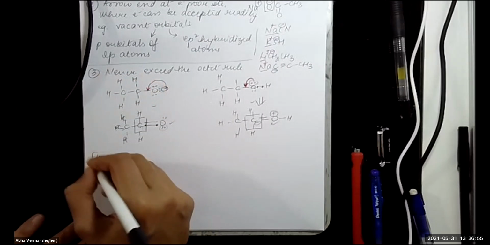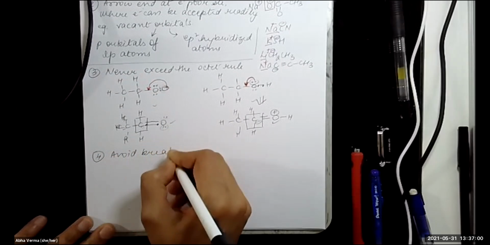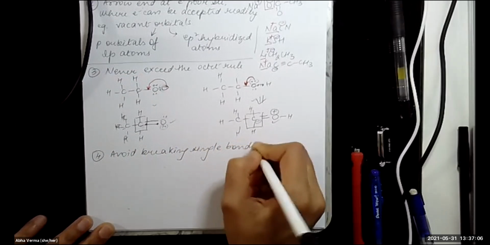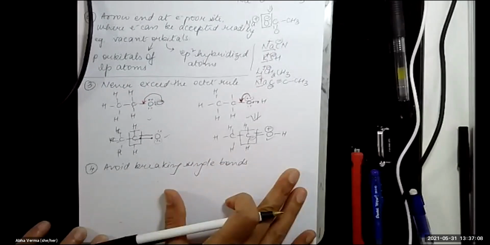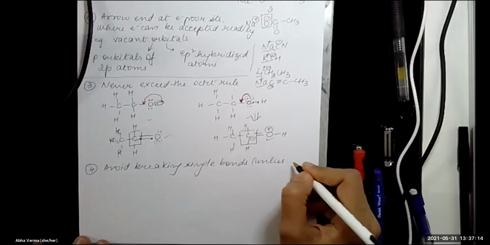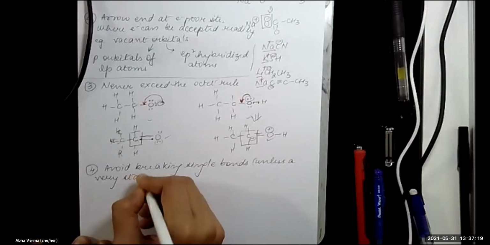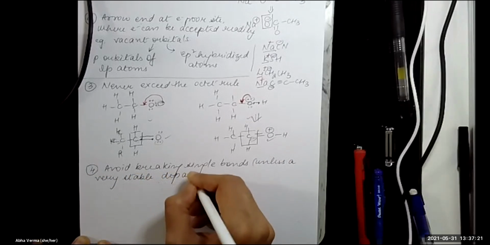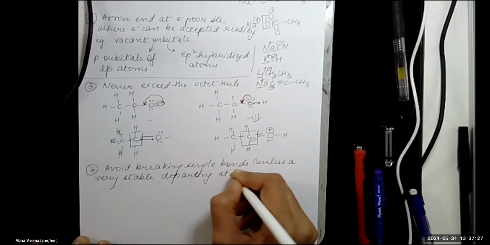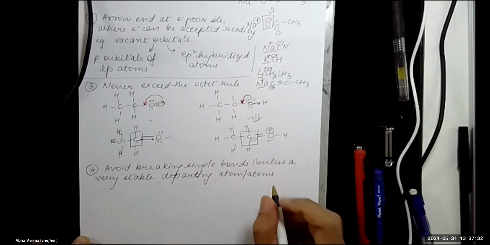The fourth rule that all of you must remember is avoid breaking single bonds. Now this happens, but in rare occasions. Probably you will never see it, unless the departing atom or group of atoms is very stable.